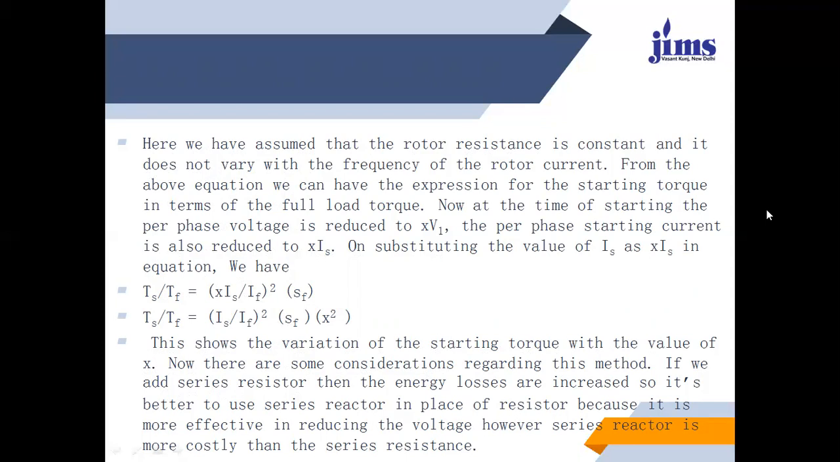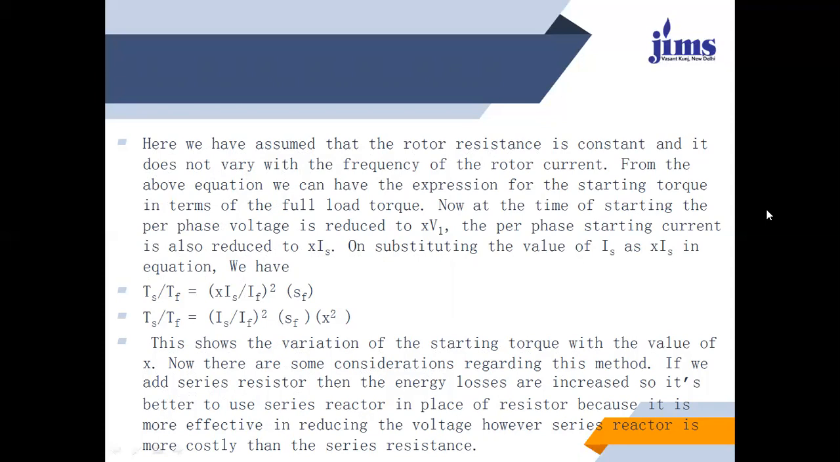Now at the time of starting, the per phase voltage is reduced to X times V1. The per phase starting current is also reduced to X times Is. On substituting the value of Is as X Is in the equation, we get Ts upon Tf equals (X Is upon If) the whole square Ss, so Ts equals Tf (Is upon If) square Ss times X square. This shows the variation of the starting torque with the value of X.